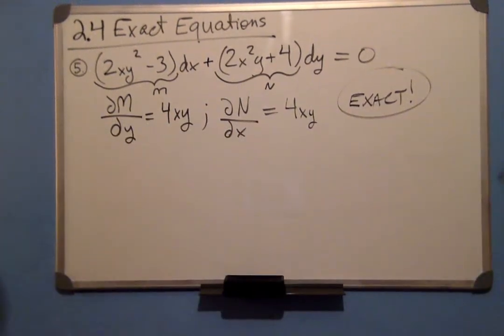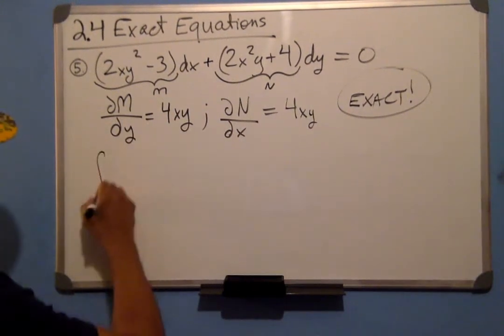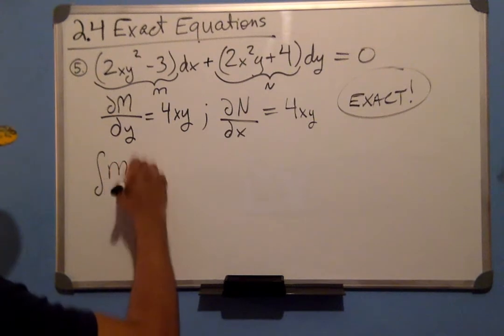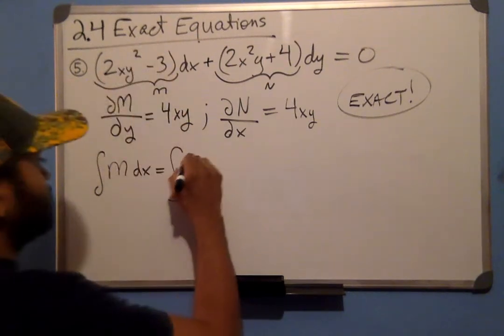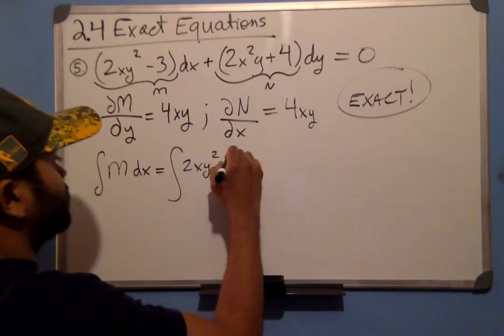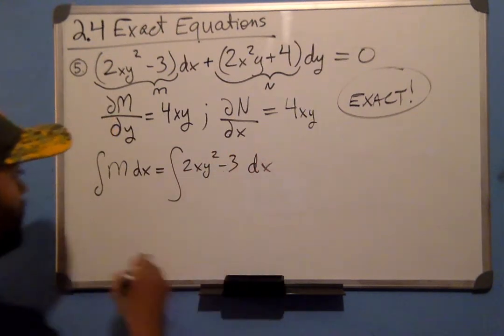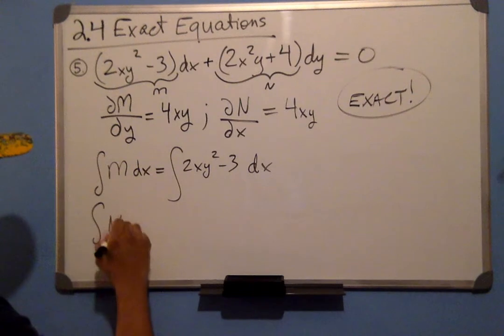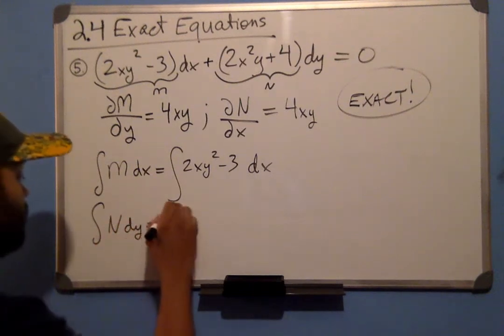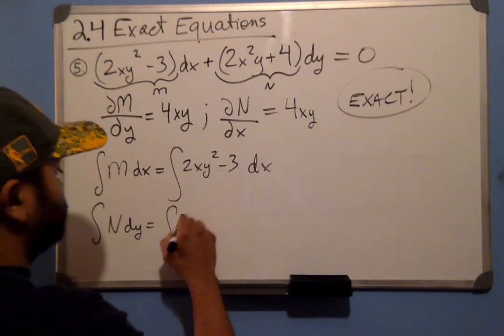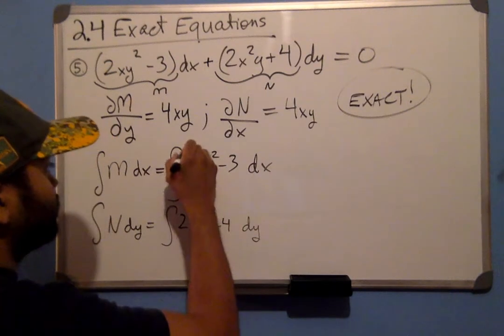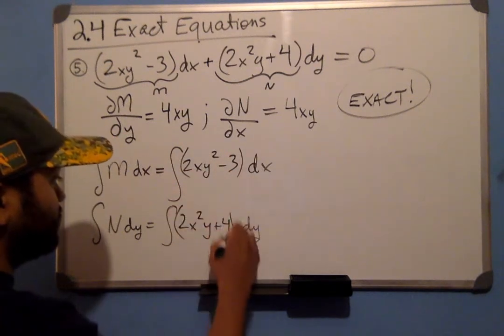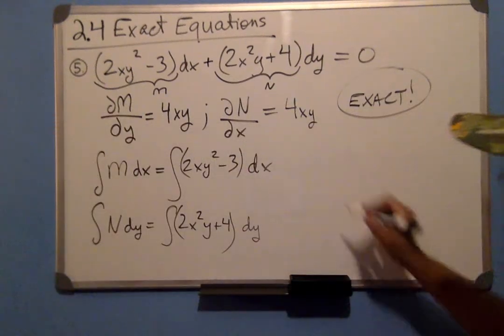From this, what we want to do is then calculate the integral of M dx. Okay, which becomes the integral of this portion here, 2xy squared minus 3, all times dx. And at the same time, let's also calculate the integral of N dy. Okay, so right here we have 2x squared y plus 4, all times dy. And let's put this in parentheses so it's understood that the entire integral is being evaluated.